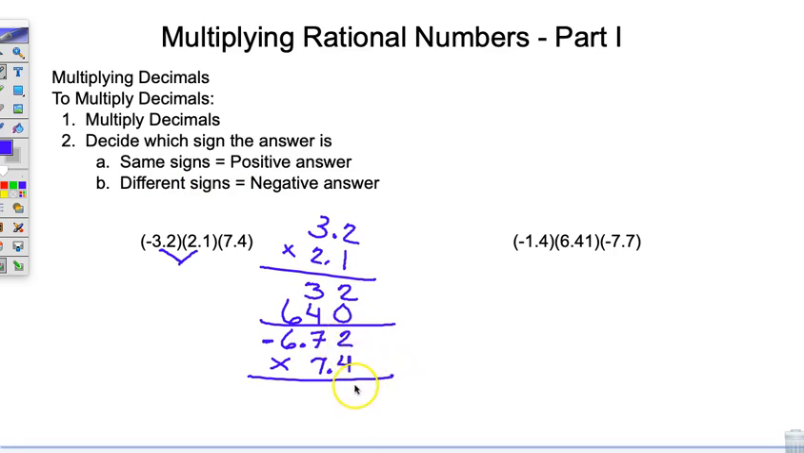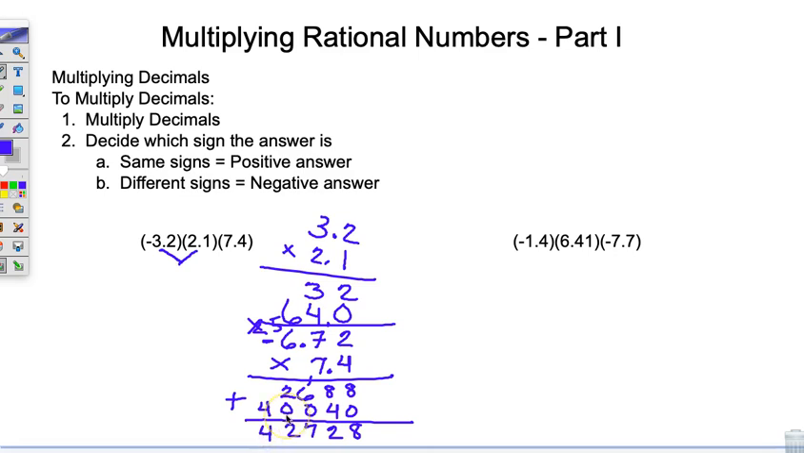So 4 times 2 is 8. 4 times 7 is 28, and I'm going to carry the 2. 4 times 6 is 24, plus 2 more is 26. 7 times 2 is 14. There's my placeholder again. Carry the 1. 7 times 7 is 49, plus 1 more is 50. Carry the 5. And 7 times 6 is 35, plus 5 more is 40. So I'm going to add one more time. I've got an 8, a 12, 7, 2, and a 4.